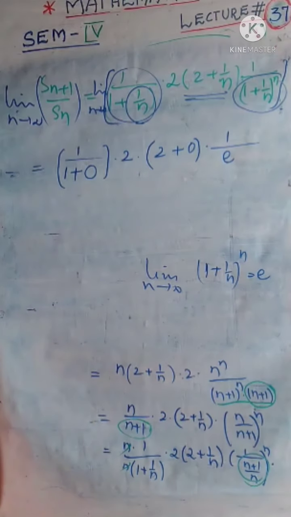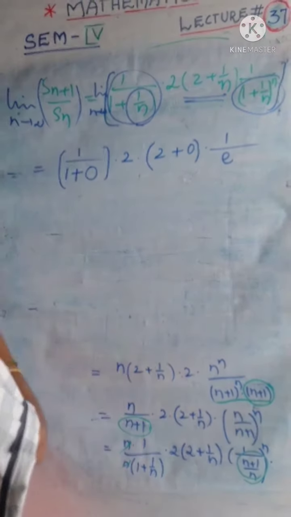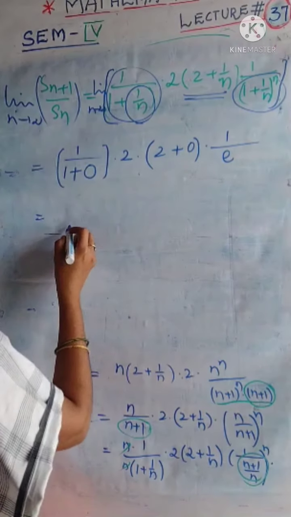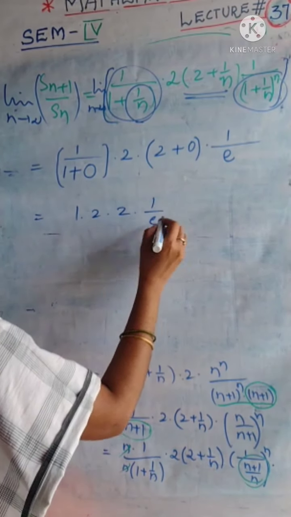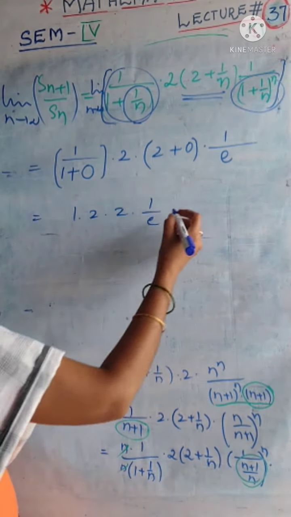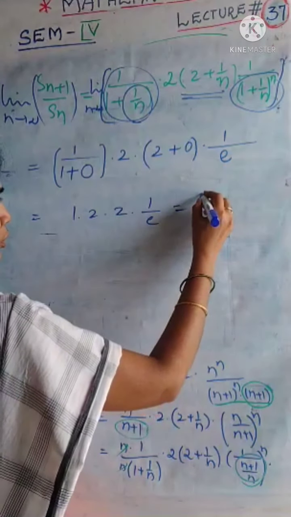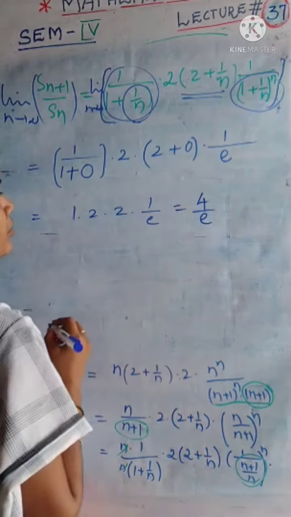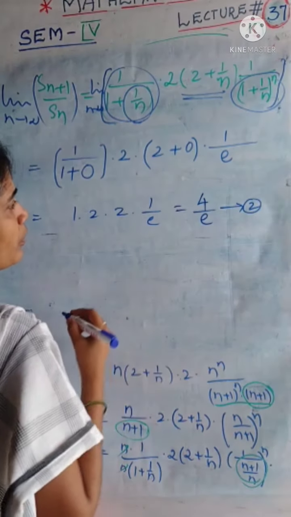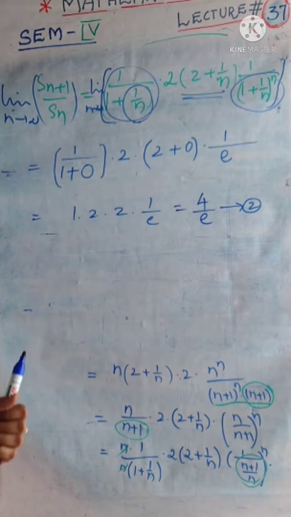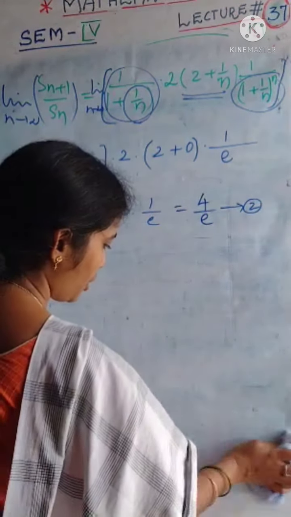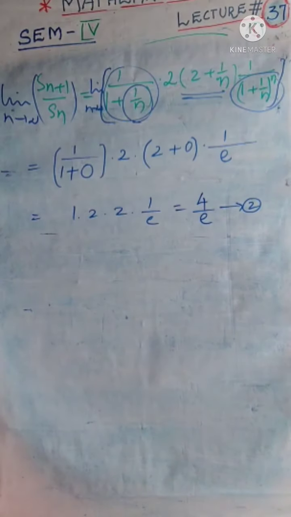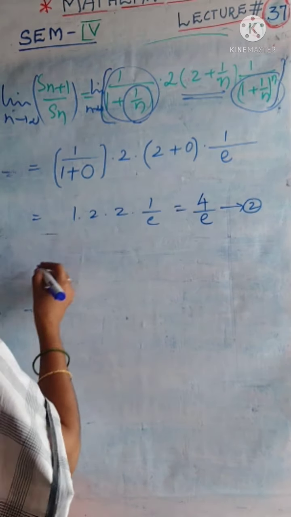So replace that value, which is equal to 1 by (1 plus 0), which is 1, into 2 into (2 plus 0), which is 2, into 1 by e. That is equal to 2 into 2, which is 4 by e. Let it be 2. From 1 we have that the sequence is a sequence of positive terms, and from 2 we observe that the limit of the ratio of consecutive terms, that is the limit of Sn plus 1 by Sn when n tends to infinity, is 4 by e.